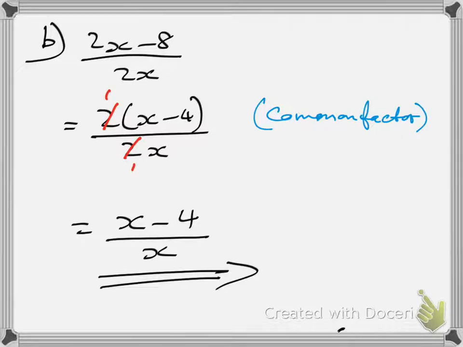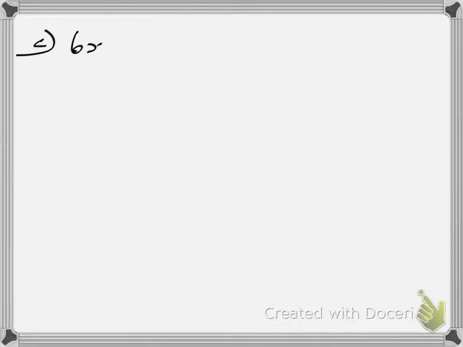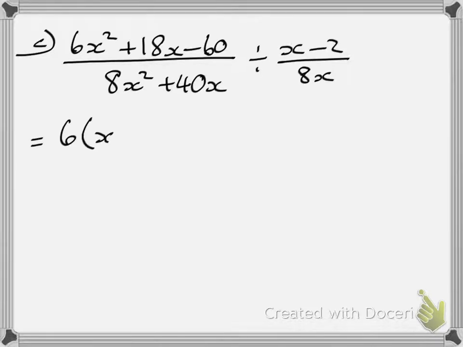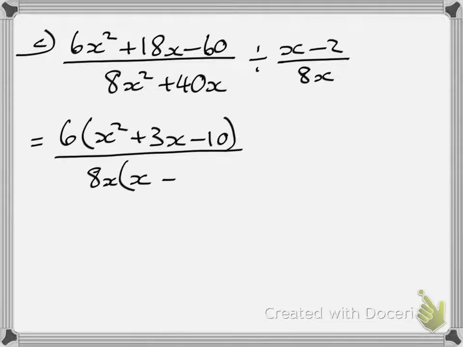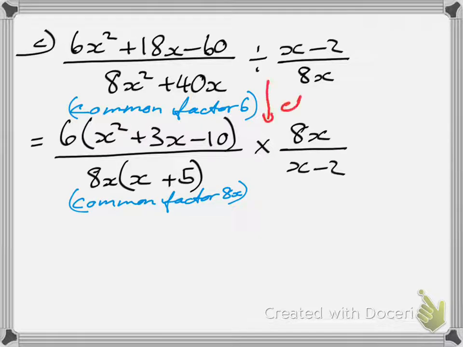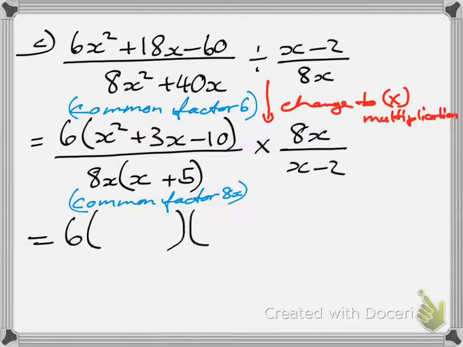Okay, moving on. Right, so 6x squared plus 18x minus 60 all over... So it's a trinomial divided by a binomial. First of all, we factorize the common factors, we factor them out. We found the common factor there, 6, and at the bottom the common factor is 8x. And then we multiply by 8x all over. So we have converted the division to a multiplication, and it inverts. Can you see that? Now we can cross multiply.